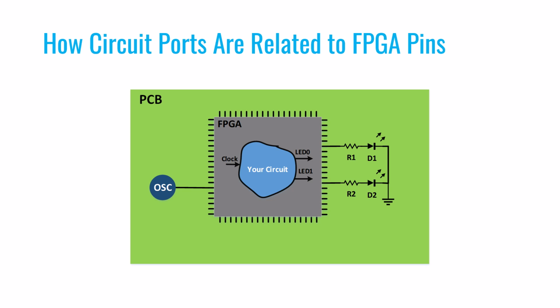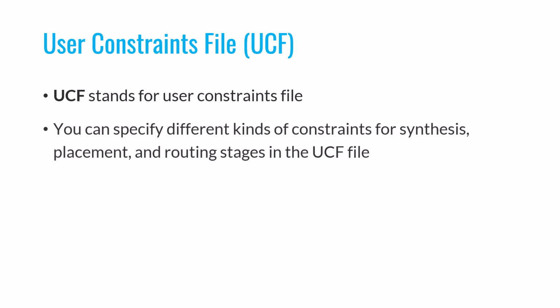In this video, we are going to talk about how to connect your circuit ports in the FPGA to the desired pins. To do this, in the ISE software, you need to use a special feature called constraints. These constraints are written in a specific file known as a UCF file. UCF stands for User Constraints File. In a UCF file, you can specify various types of constraints and settings for the synthesis, placement, and routing stages. This is a broad topic usually related to advanced FPGA implementation.